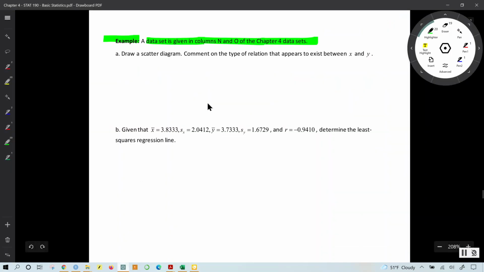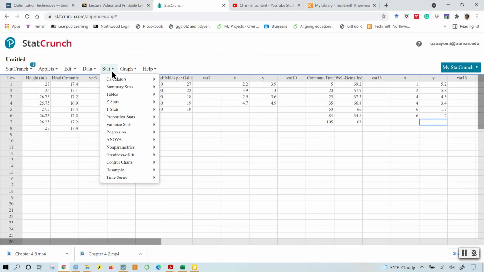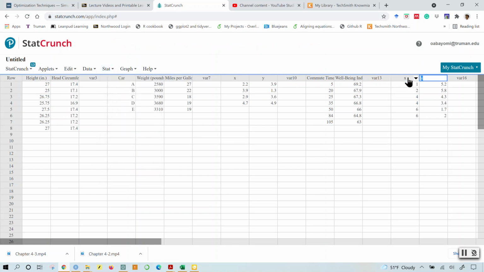And what would we like to do? We would like to draw a scatter diagram first and to comment on the type of relation that exists between x and y. So I'll go into StatCrunch and I'm going to change the name of this to x1. And for the next one, I'll call it y1 to distinguish it from this x and y. That way I'm not confused.